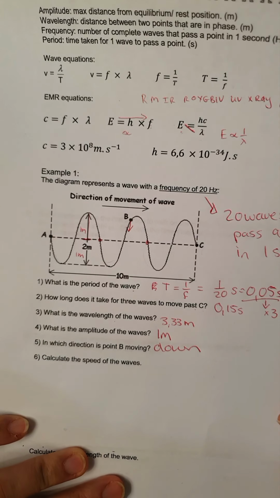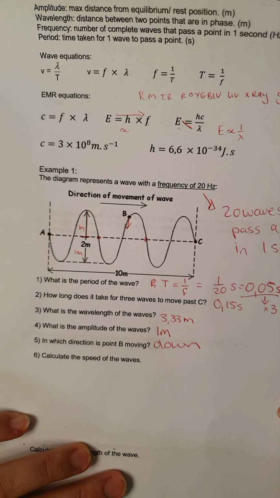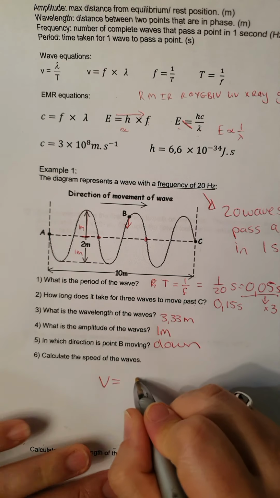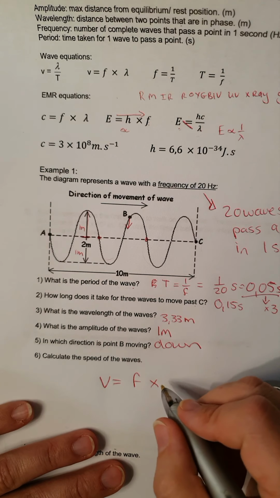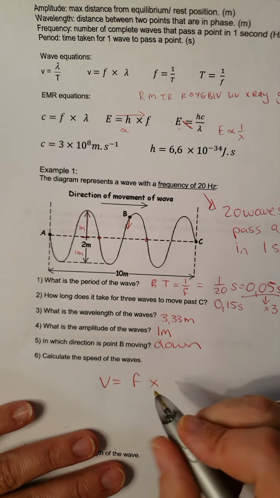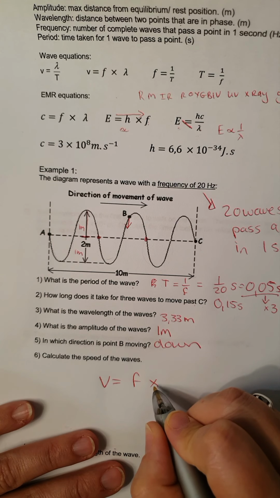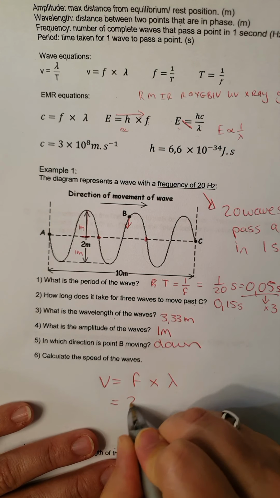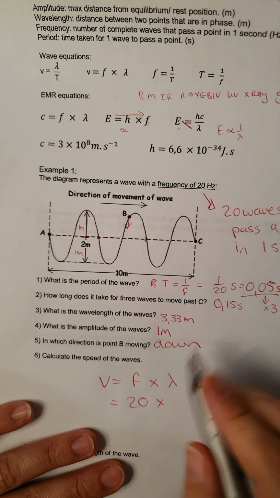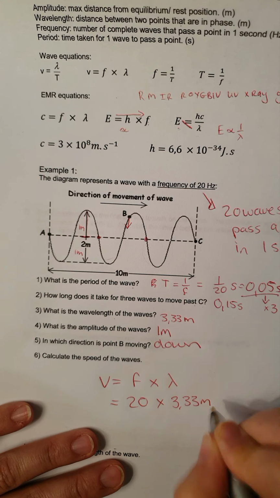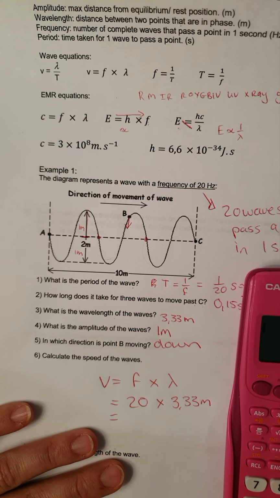Calculate the speed of the wave. Okay, so let's just see what we have here. We've got wavelength, and we've got frequency, so we can use this one. You didn't know what type of wave this was, so you can't use your EMR because I didn't say what it was, and you can't just assume that it is an EMR. Okay, frequency times wavelength. The frequency is 20 hertz from the above question, times the wavelength, which is 3,33 meters.